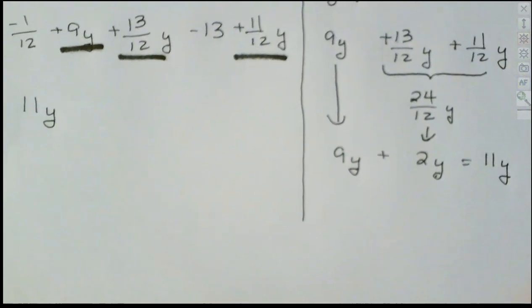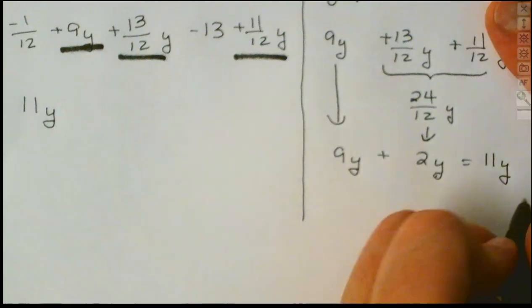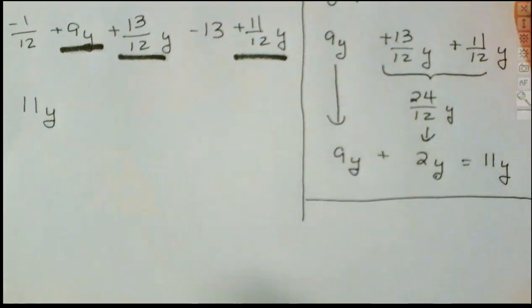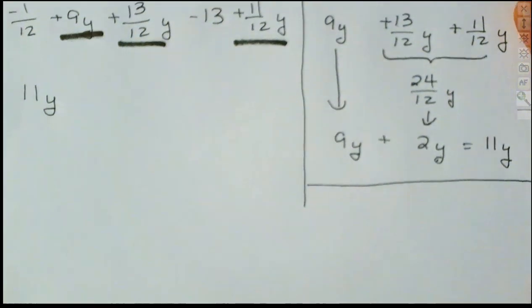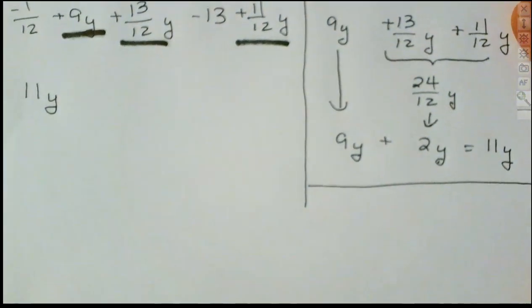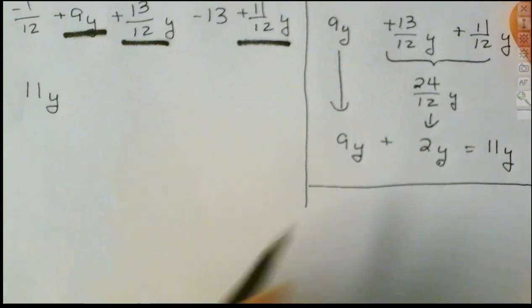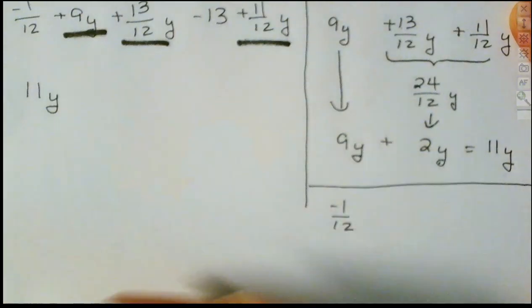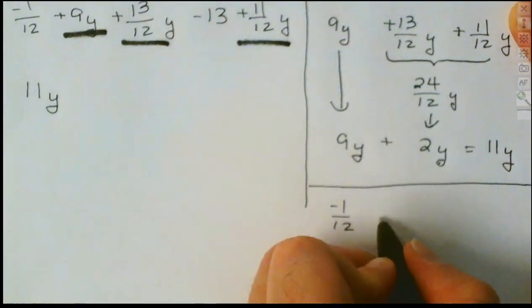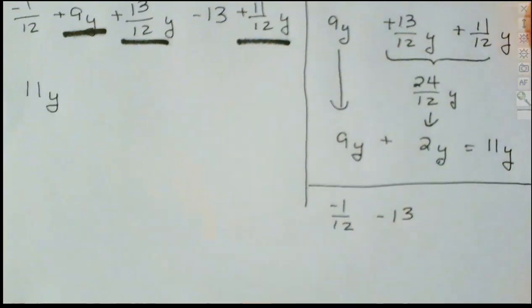Is everyone okay with what I did for the y part? It's very easy. Same denominators, they just quickly went together. Now let's see what we've got for everything that doesn't have a y. Well, what do we have that doesn't have a y? If it doesn't have a y, we're going to put them behind, and we have a minus 1/12 and a minus 13. So those are the two components that don't have a y on them.